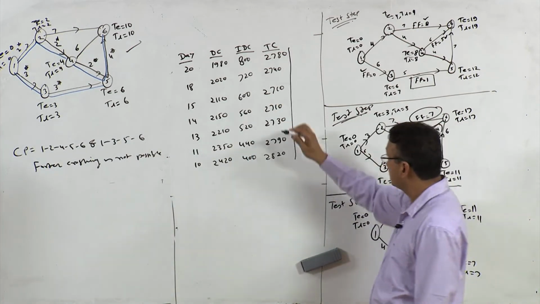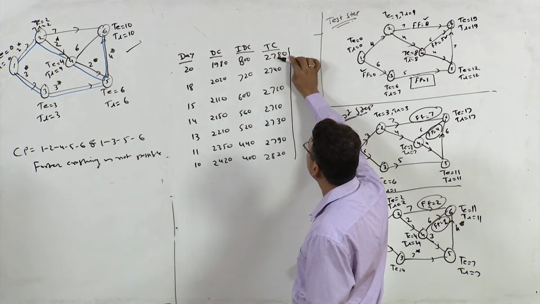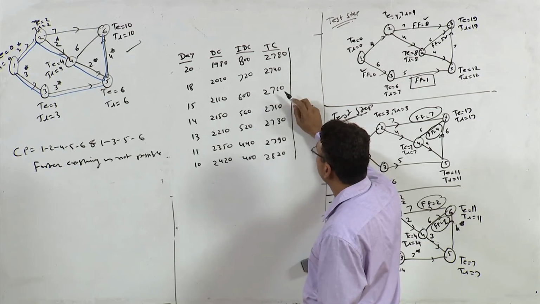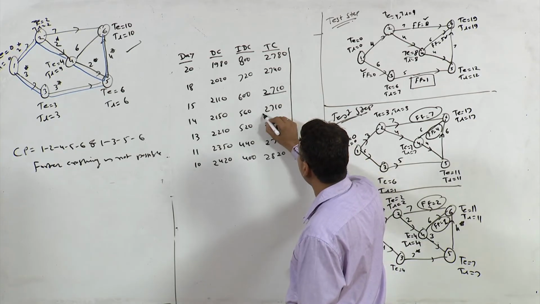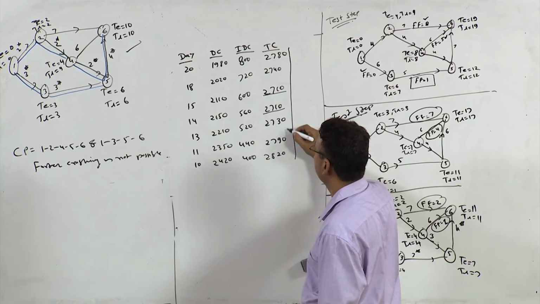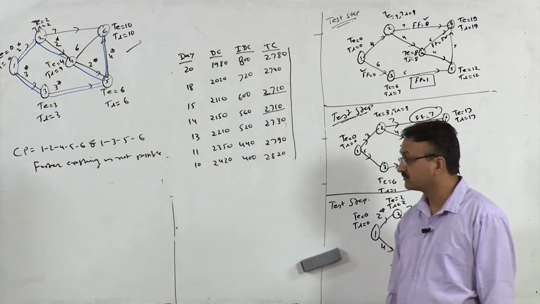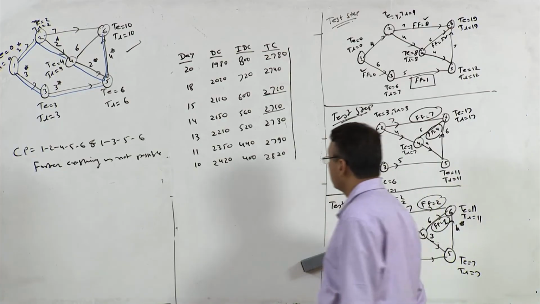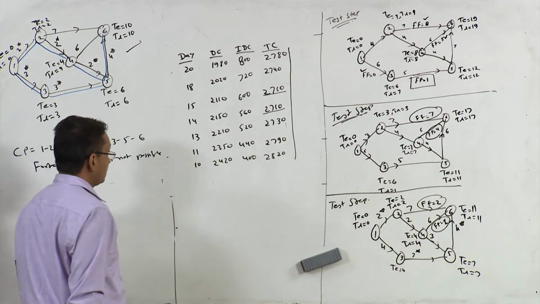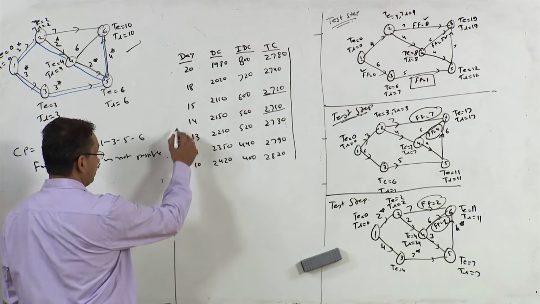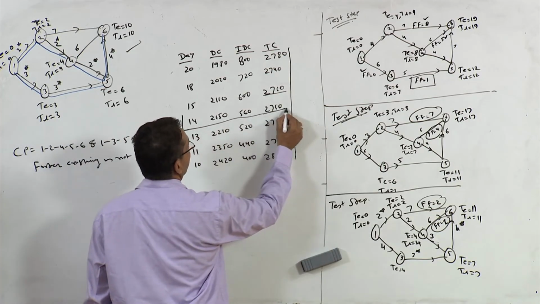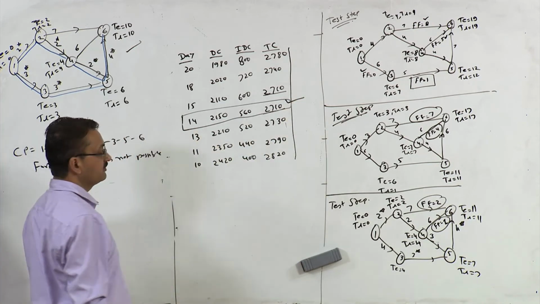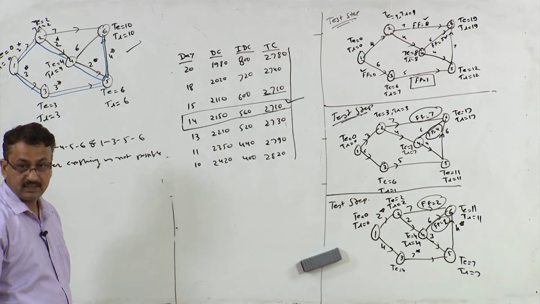Now if you look at the total cost curve carefully, total cost curve is decreasing, right. Here to here it has decreased. Now at these two levels it is constant, right, and then it started increasing. So what is the final solution? What is the final answer? The optimum cost is 2710 and optimum duration is 14 days, right.